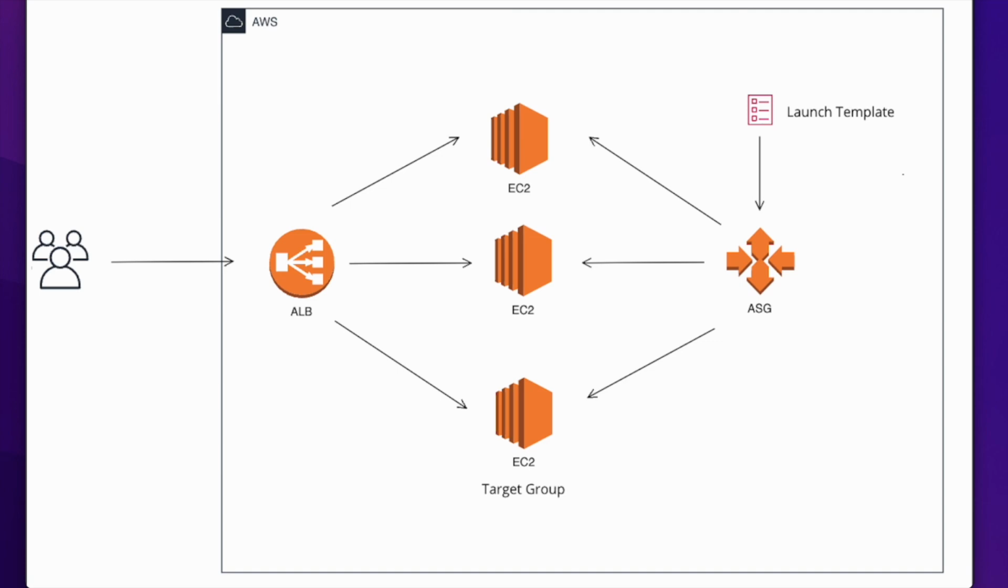So that concludes this demo of deploying a Node.js app to an auto-scaled fleet of EC2 instances behind a load balancer. I hope you found it useful.